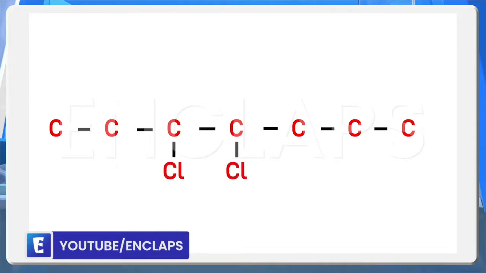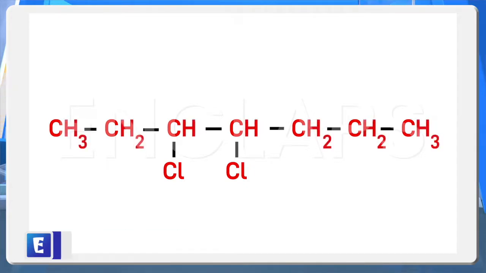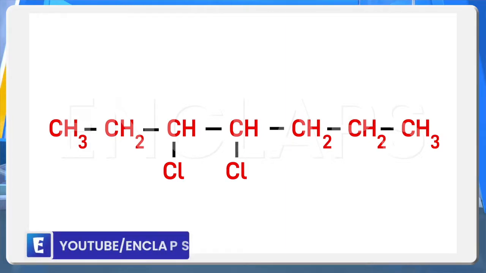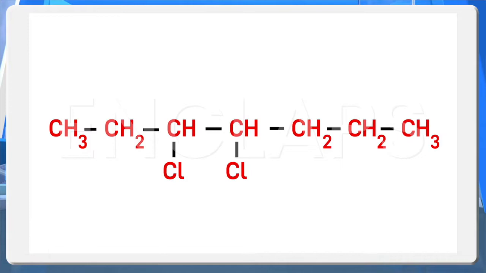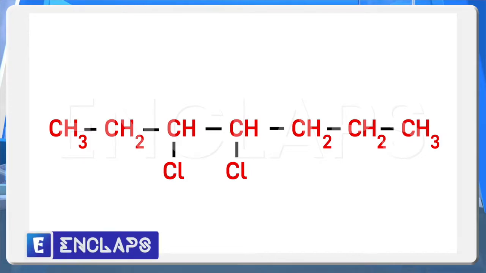Next we have to draw the chloro groups in the third and fourth carbon atoms. Then what is the last step? Yes, we have to fill in the hydrogen atoms to complete the valency of the carbon atoms. So we get the structure CH3, CH2, CHCl, CHCl, CH2, CH2, CH3. So this is 3,4-dichloroheptane. Clear? So we learnt about halo compounds.